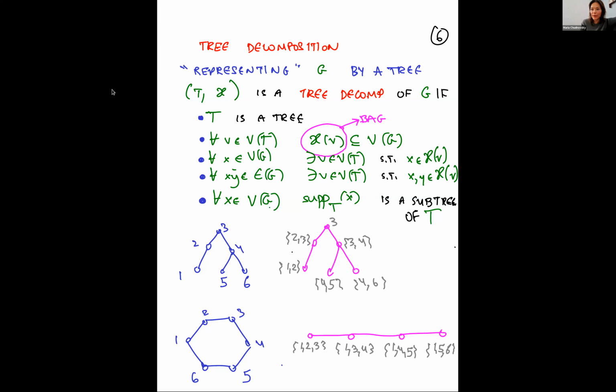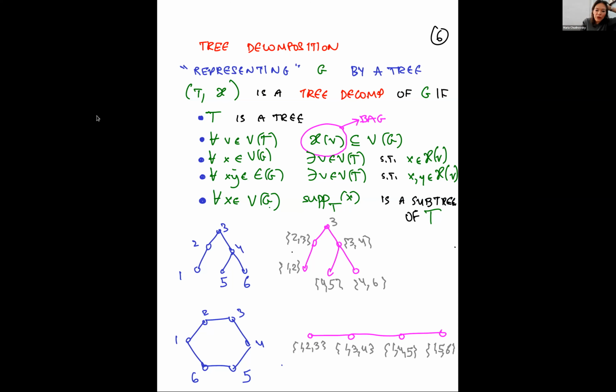Every edge of G needs to be captured in a bag, right? So there's some connection between adjacencies in G and what's going on in T. And then the last rule is that if I look at a vertex of G and I look at all the bags where it appears, that has to be a subtree. That has to be a connected graph. I can't just say, I'm going to put this vertex x here and I'm going to put it there. If I put it here and there, I also have to put it everywhere in the path of the tree between these two nodes.